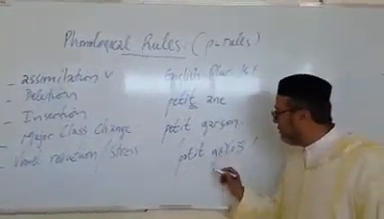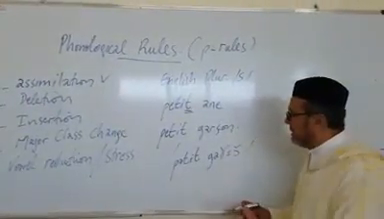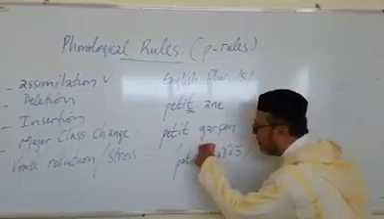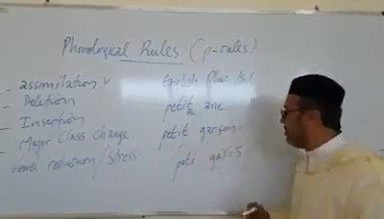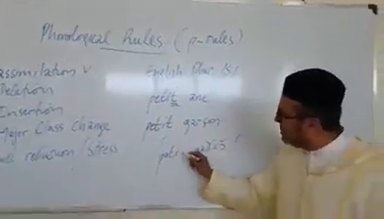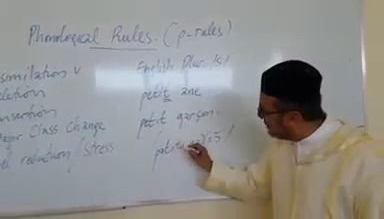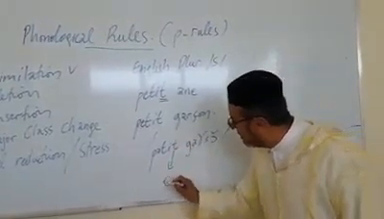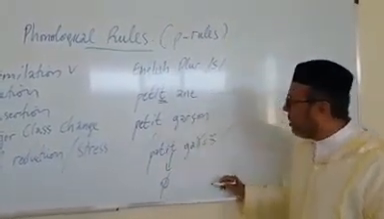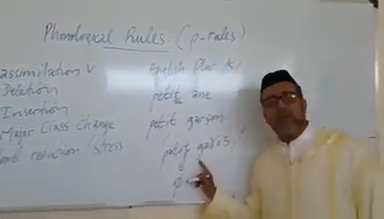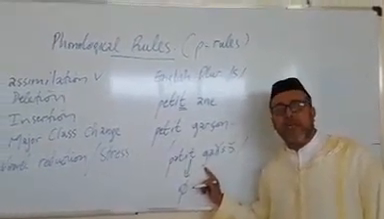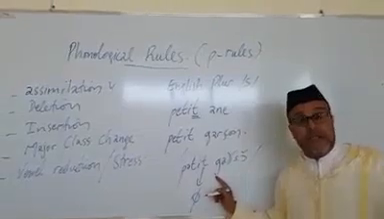So this is what we pronounce: petit garçon. What happens to this t? It is deleted. Why is it deleted? Because the following word begins with a consonant.